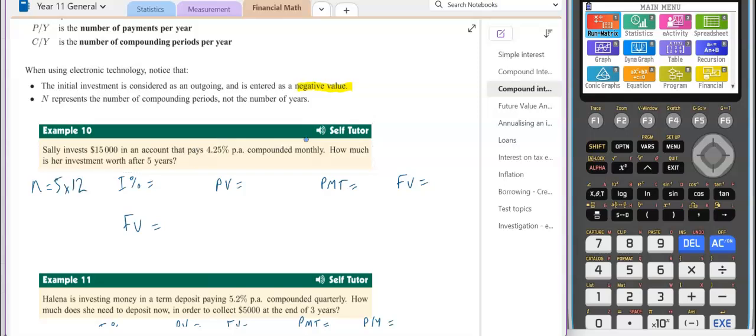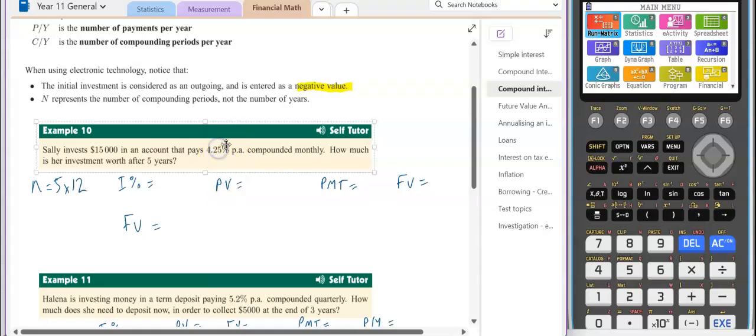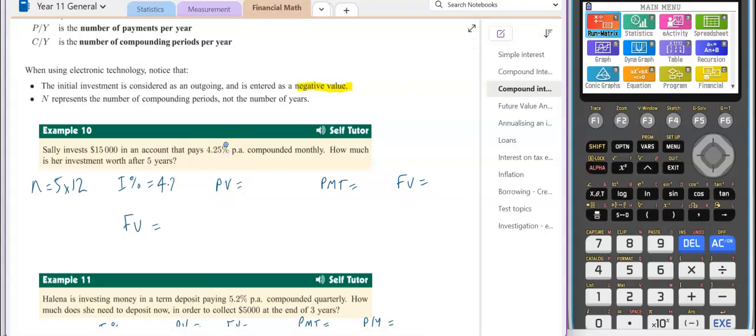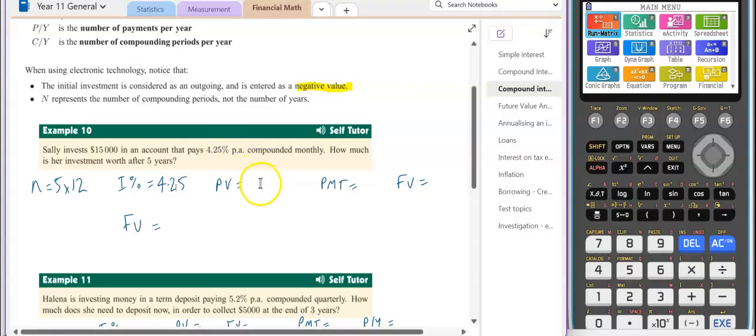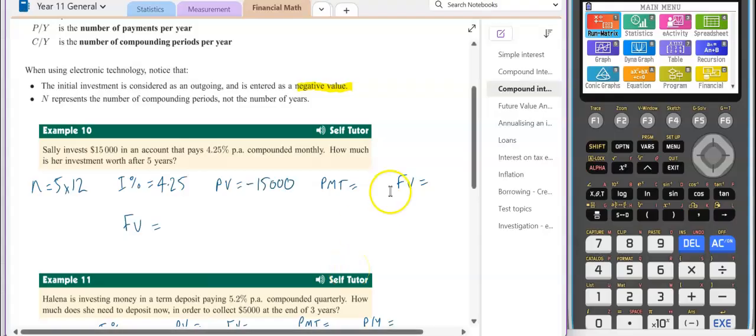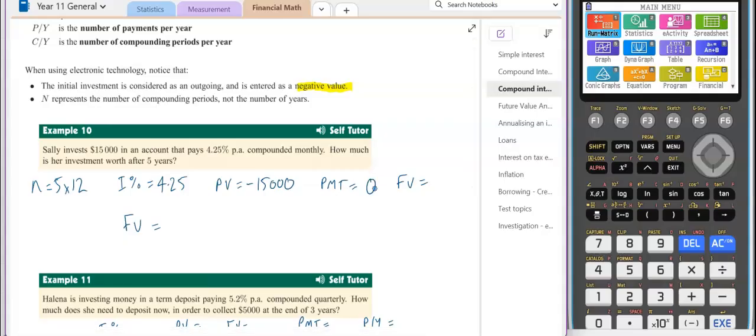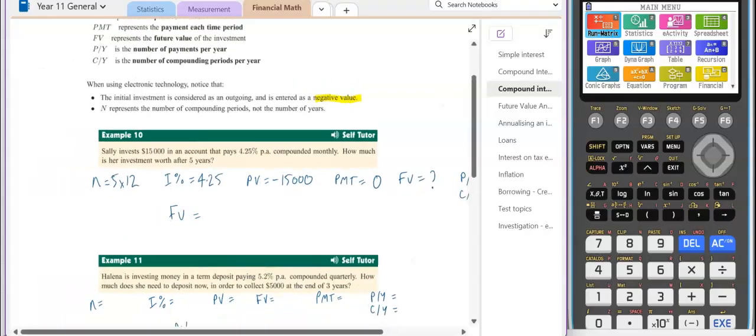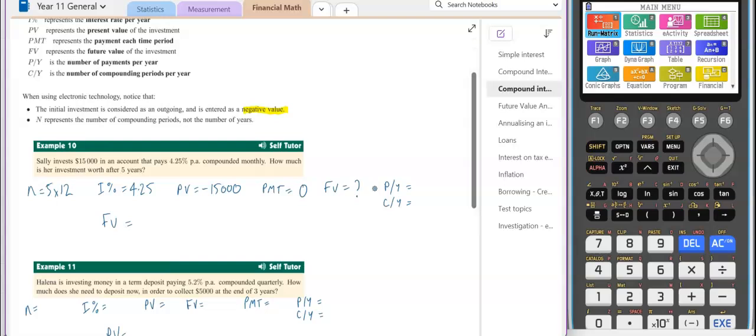The interest rate given there is 4.25%. So we leave that as a percentage. The present value is 15,000, but remember we're going to put in a negative value here, so it's minus 15,000. PMT, remember that's the payment per term, but we're not making any payments, so we'll set that as 0. Future value is what we're trying to solve for here, so we'll just leave that for now. And payments per year is 12, as well as compound periods per year, because the interest is being compounded monthly here. So we'll set those both as 12.